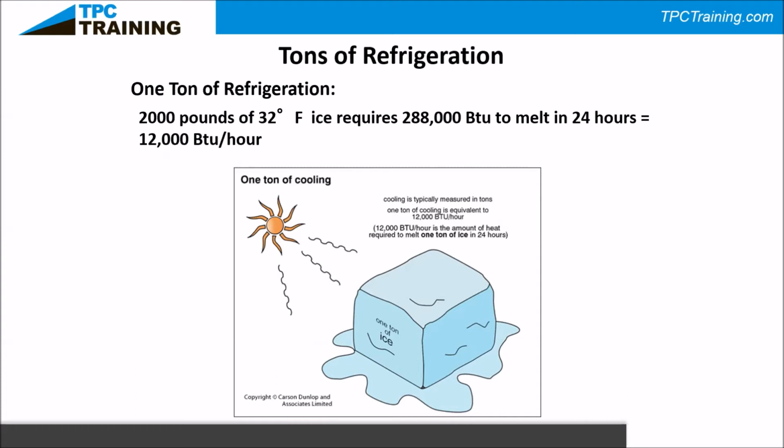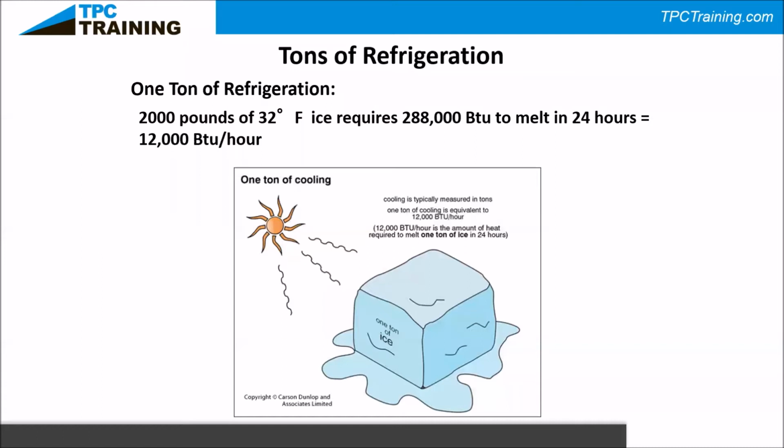So when you go to buy an air conditioning system, instead of it being rated in BTUs, some of the larger systems are rated in tons. How'd they come up with that? They took a ton of ice and figured out that it required 288,000 BTUs of heat to melt that ice in a 24-hour period. Since a 24-hour period is a long amount of time, they sliced it and said, let's call it 1 hour. So 12,000 BTUs is 1 ton of refrigeration.